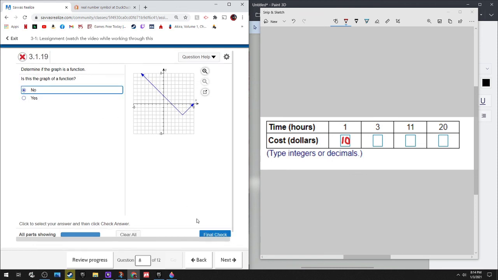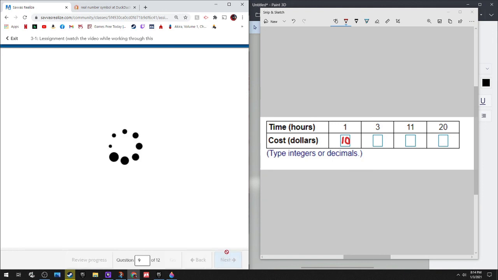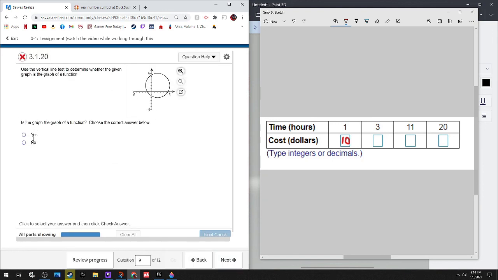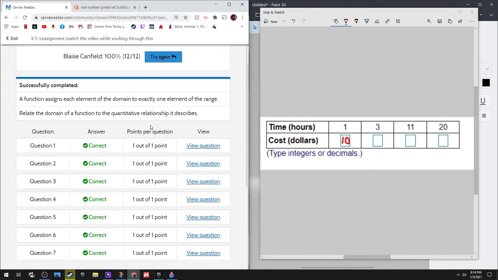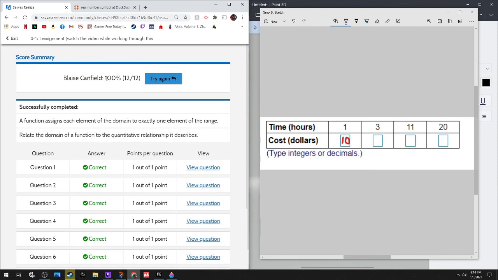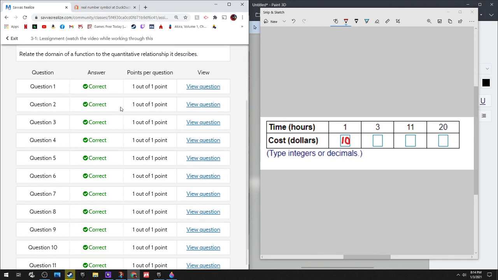Saying I didn't do this question, I did this question. That's weird. So if you ask for a similar question, then it's like, nope, didn't do it. Submit my work. Yay. Me got a 100%, 12 out of 12.